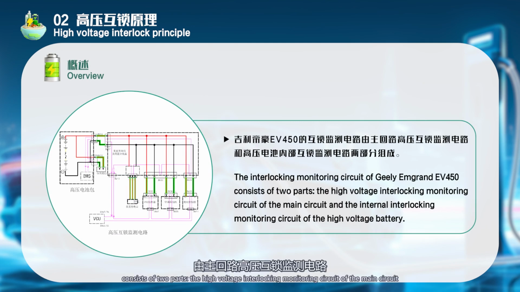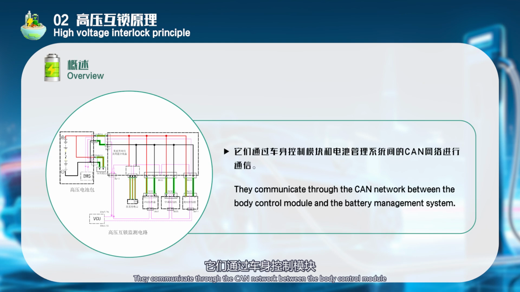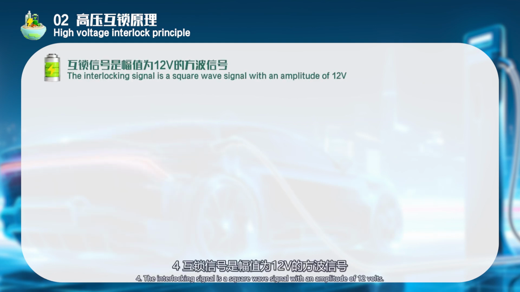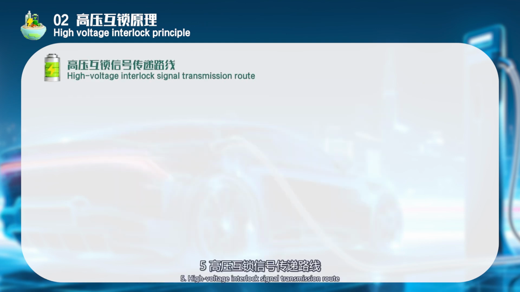consists of two parts: the high-voltage interlocking monitoring circuit of the main circuit and the internal interlocking monitoring circuit of the high-voltage battery. They communicate through the CAN network between the body control module and the battery management system. 4. The interlocking signal is a square wave signal with an amplitude of 12 volts. 5. High-voltage interlock signal transmission route.